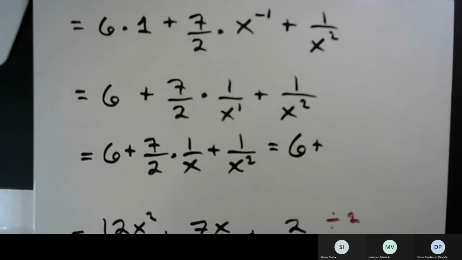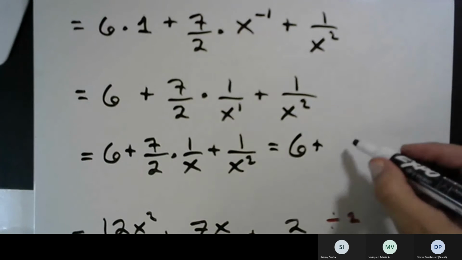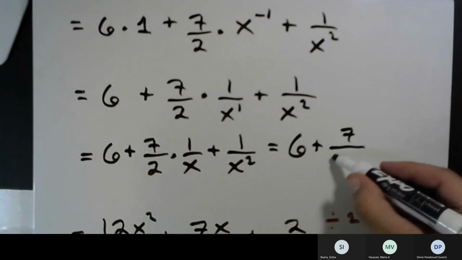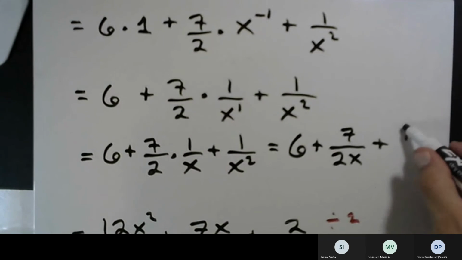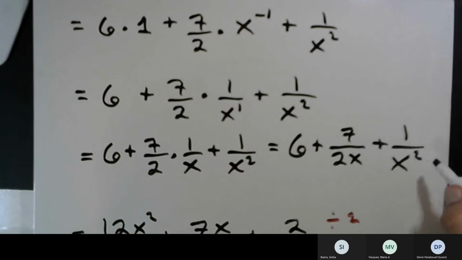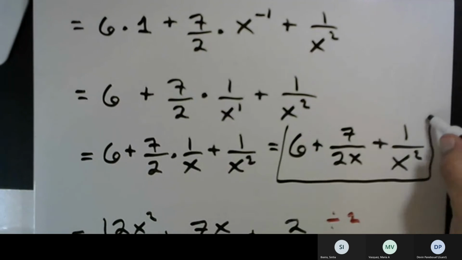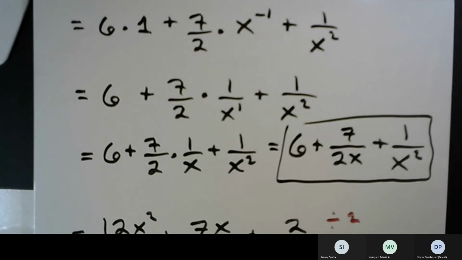or 6. And then fraction multiplication, we're just going to multiply across. 7 over 2x plus 1 over x squared. And that's going to be our answer. Questions about that? All right.